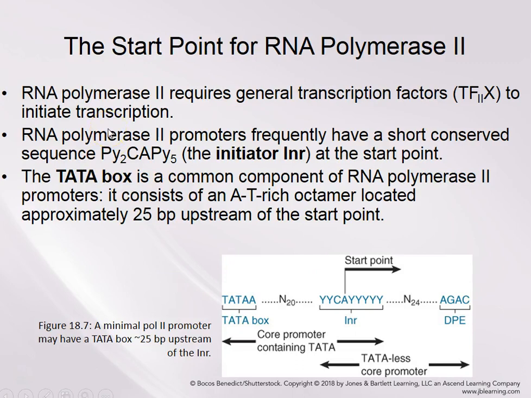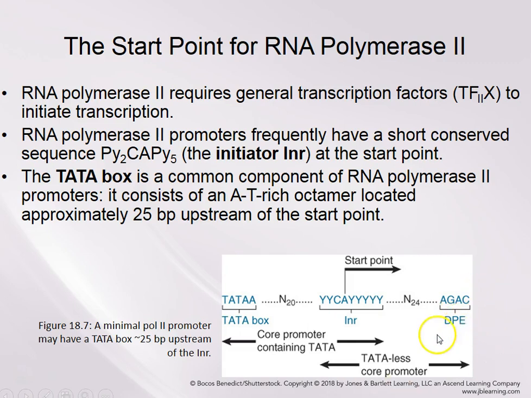RNA polymerase 2 requires a lot of transcription factors, like I said, and some of these have a short conserved sequence, for example the Py2CAPy5, which is also known as the INR at the start point, and we know already the TATA box in eukaryotes. If this is the start point here, the TATA box is around -25 base pairs from the start site. So this is a core promoter that contains the TATA box, and this is another promoter that does not contain the TATA box.